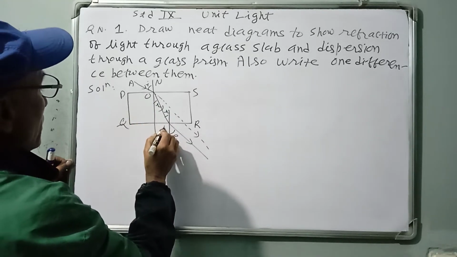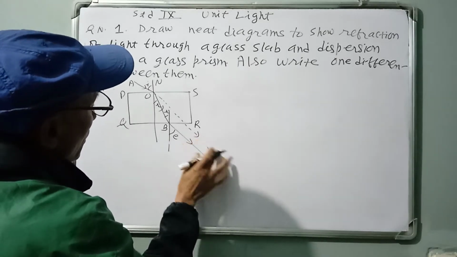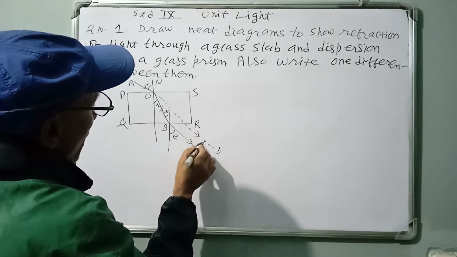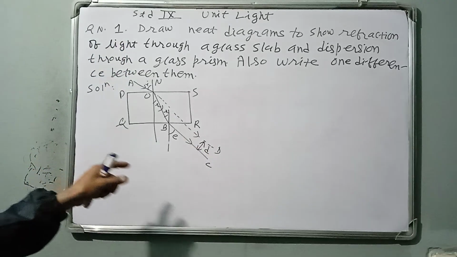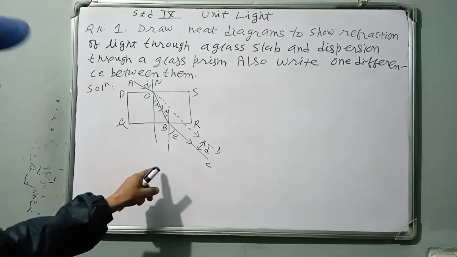OB is a refracted ray. C, emergent ray. This is lateral displacement. The index is already written. PQRS is a glass slab.